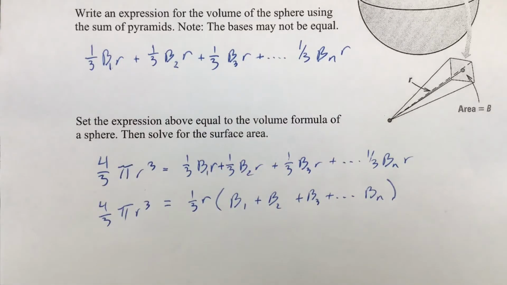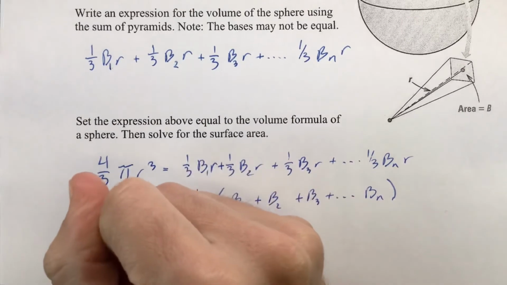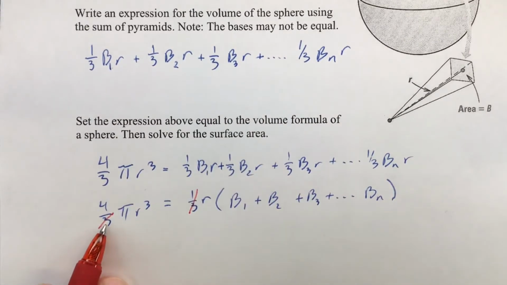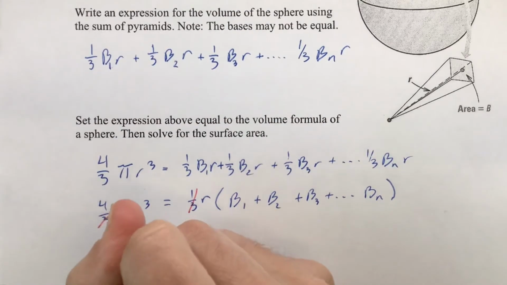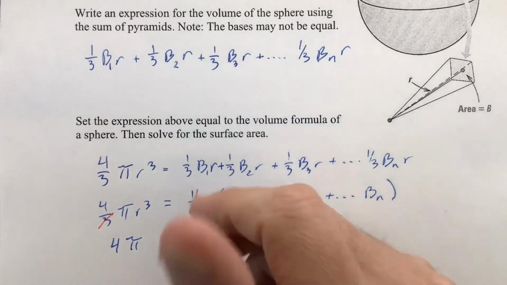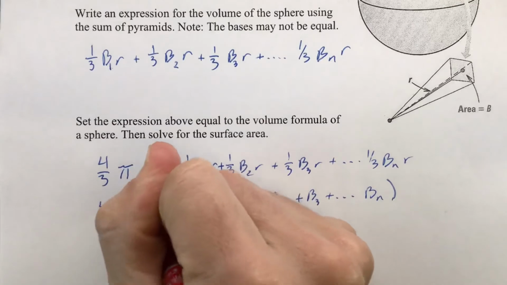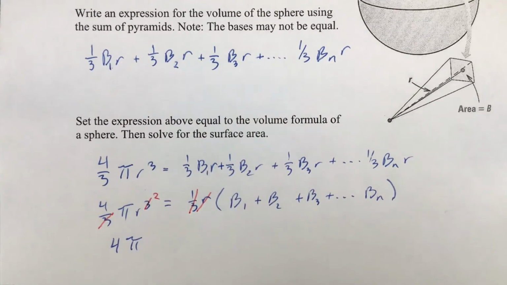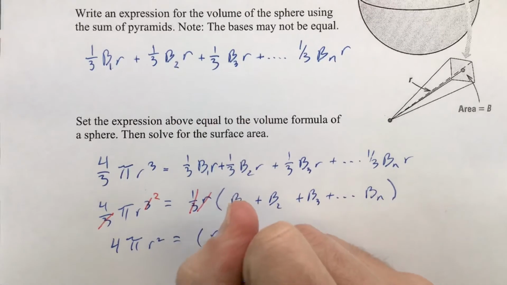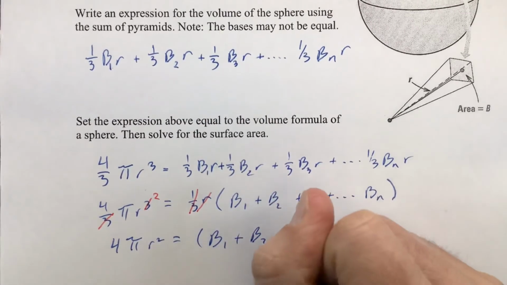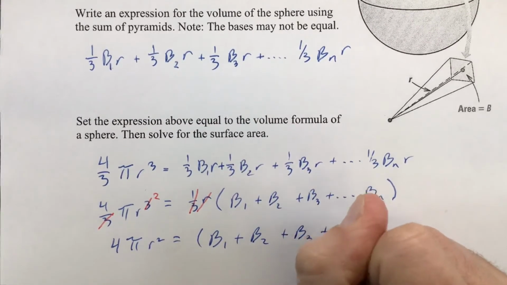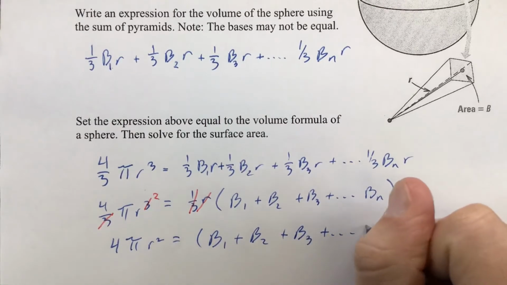And looking at both sides of the equation, we can simplify a little bit more. We can take out the 1/3 because you also have that 3 on the denominator there. So that leaves you with a 4 and a pi. In addition to that, you can take out the r and drop that down to an r squared. And this will be equal to B1 plus B2 plus B3 plus all the way on.